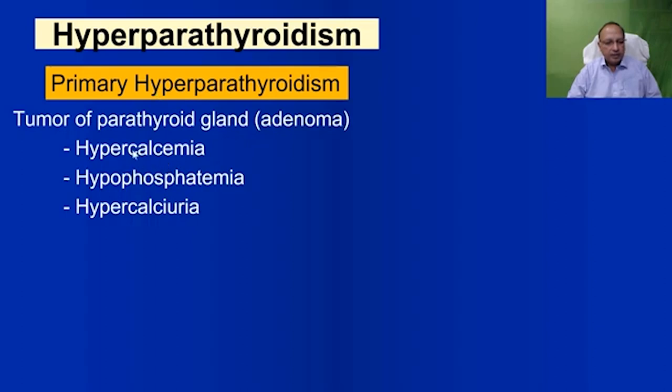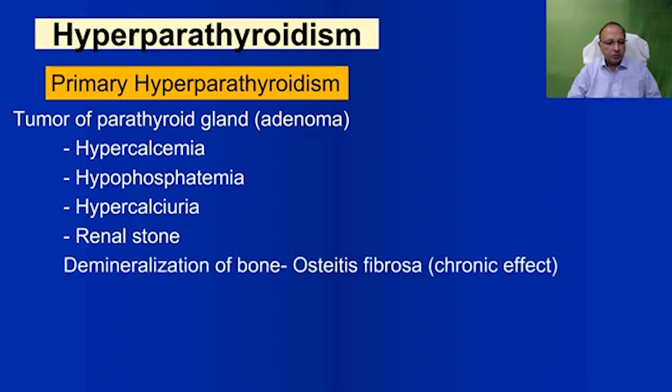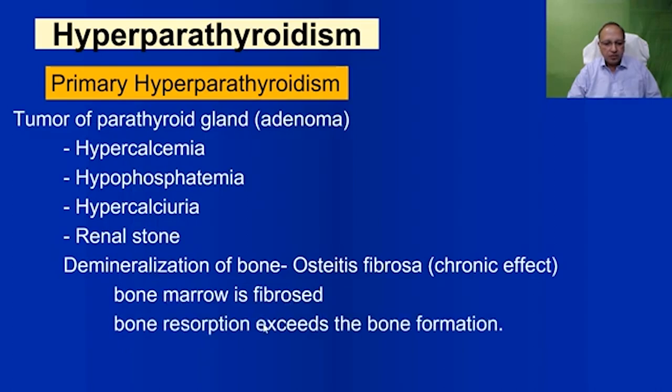So there will obviously be hypercalcemia. There will be an increase in absorption from the kidney, but the absorption system will be overwhelmed, due to which there will be increased loss of calcium in the urine. So that is hypercalciuria. It can also lead to the accumulation of calcium within the kidney, leading to renal stones. It also causes demineralization of the bone, causing osteitis fibrosa. It occurs when there is a chronically high level of parathormone. In this condition, the bone marrow is fibrosed and bone resorption exceeds bone formation.